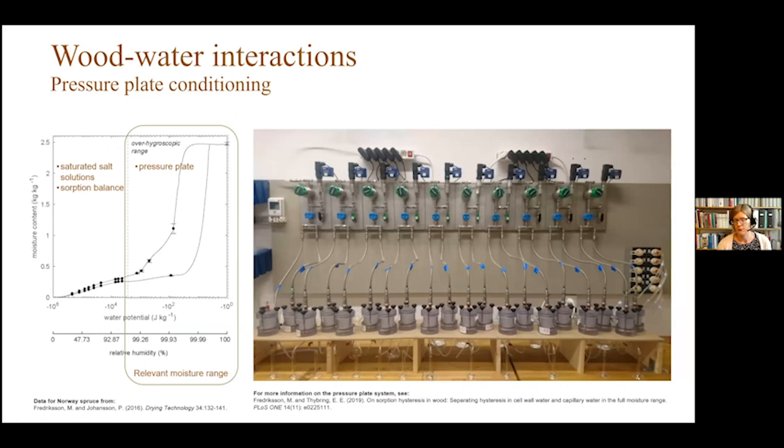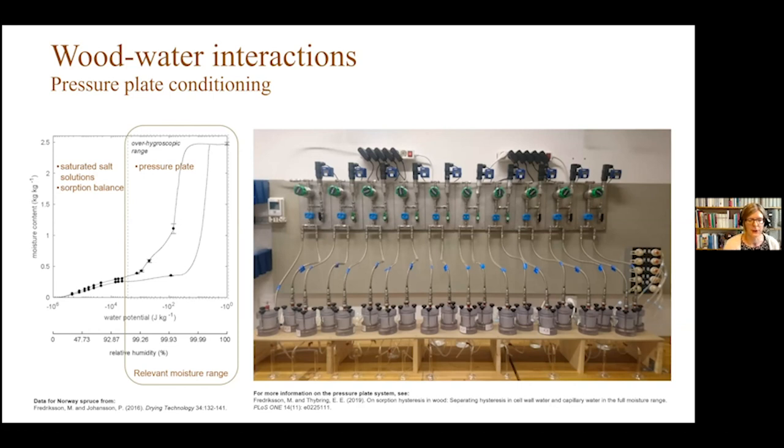And therefore, if you want to create well-defined moisture states and measure the distribution of water within the wood, you cannot use the techniques that you normally use for lower moisture levels. For lower moisture levels, you can use conditioning of samples above, for example, saturated salt solutions. But that's not possible when we come to the range which is relevant for fungal degradation. Then we need to use a technique called the pressure plate technique.